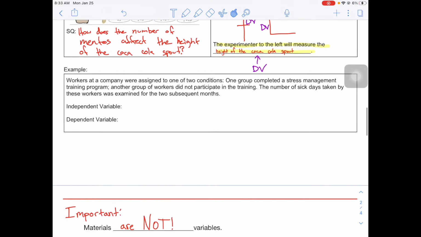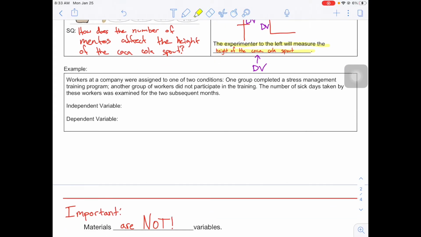All right. Workers at a company. So here's an example question, because you're going to see some problems like this on tests. Workers at a company were assigned to one of two conditions. One group completed a stress management training program. Another group of workers did not participate in the training. The number of sick days taken by these workers was examined for the 2 subsequent months. Subsequent just means following months. So tell me, what's the independent variable and what's the dependent variable? Take a second to think about it and then write it down.